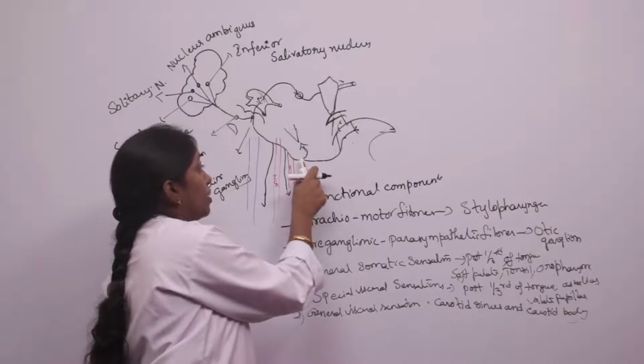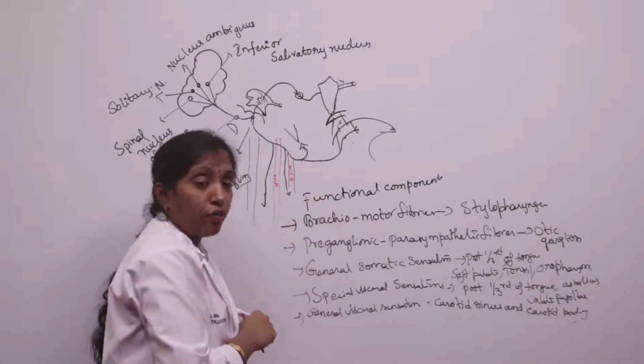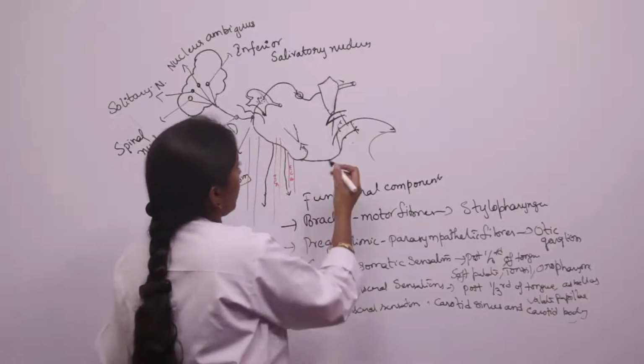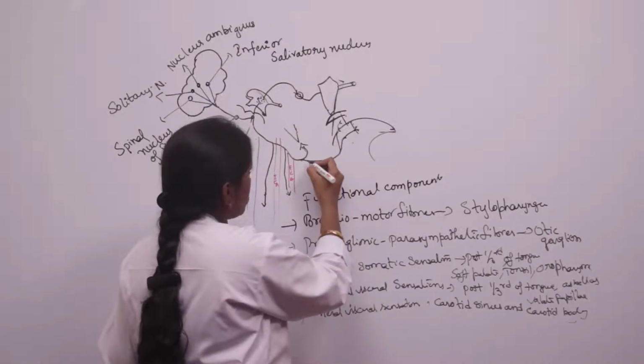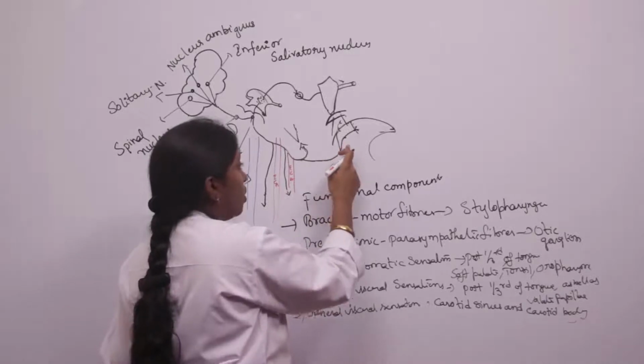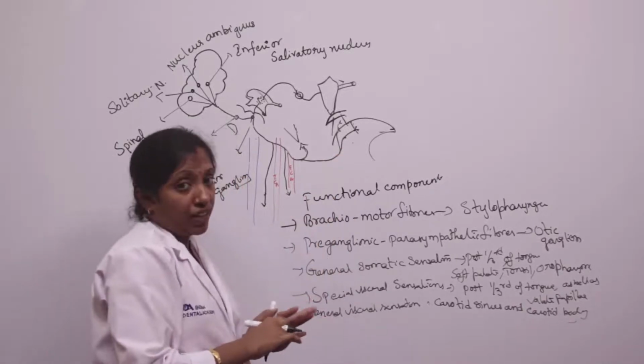the stylopharyngeus muscle. It passes deep to the superficial part of the stylopharyngeus muscle here and gives a twig to the stylopharyngeus muscle, and then the glossopharyngeal nerve enters into the substance of the tongue.